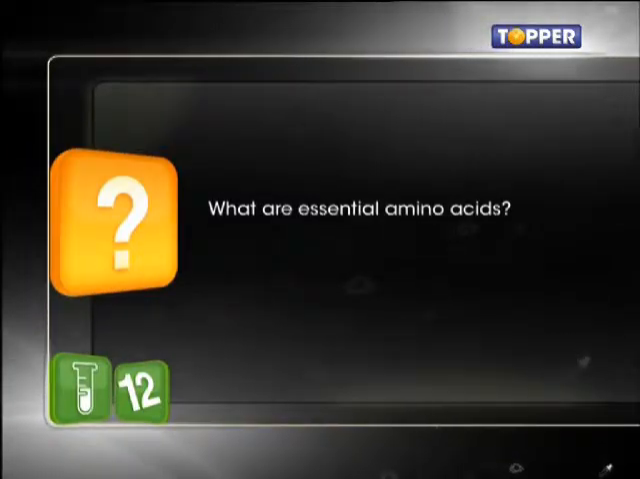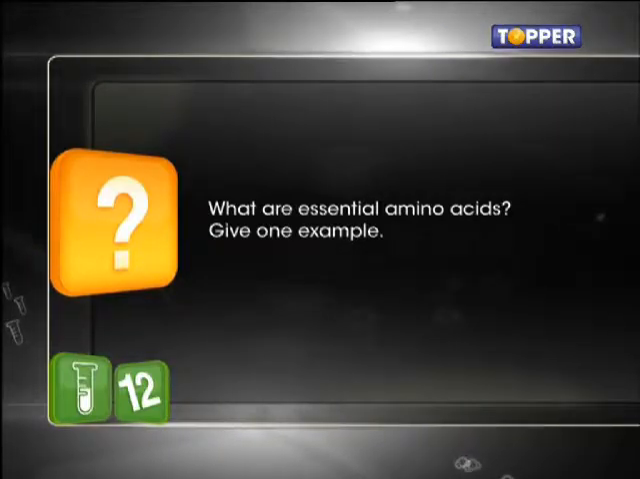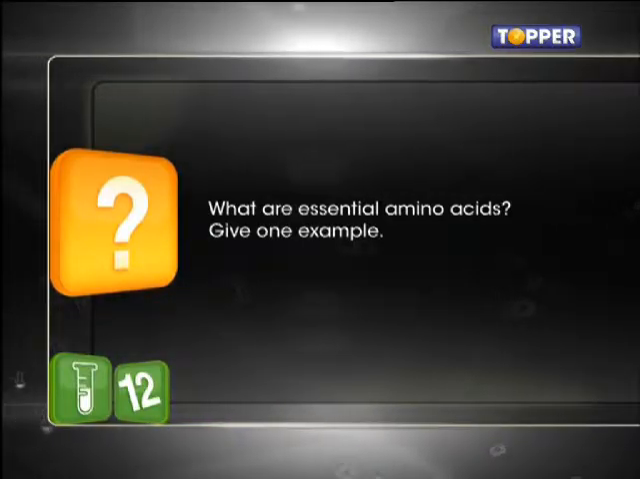What are the essential amino acids? Give one example. Answer this for a mark. This is a knowledge-based average question.